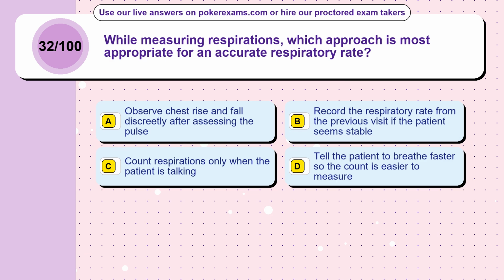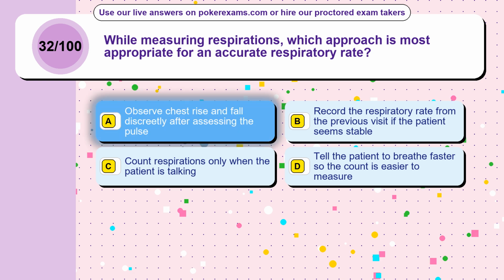Question 32. While measuring respirations, which approach is most appropriate for an accurate respiratory rate? Option A. Observe chest rise and fall discreetly after assessing the pulse. Option B. Record the respiratory rate from the previous visit if the patient seems stable. Option C. Count respirations only when the patient is talking. Option D. Tell the patient to breathe faster so the count is easier to measure.